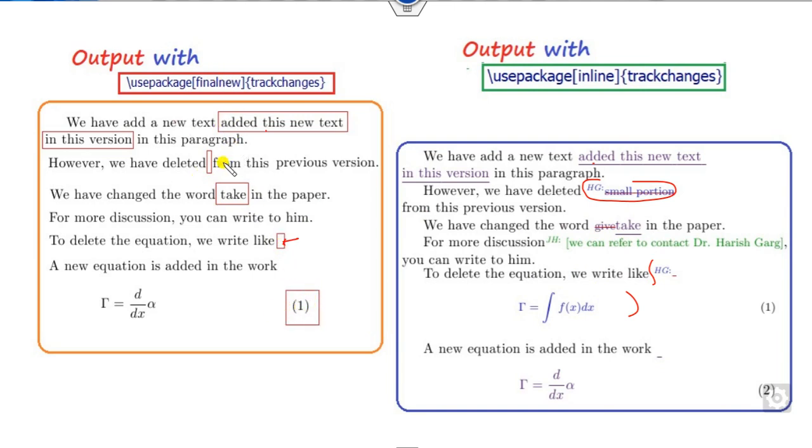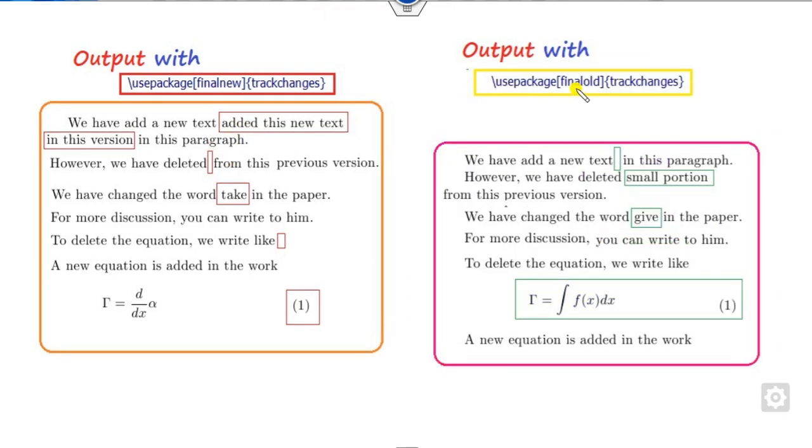On the other hand, if you don't want to accept these new changes, you have to use the word final old. The meaning of final old is the first version of your manuscript. If this is the first version and this is the revised version, initially you submitted here, you can see there is no text in this line in the first version, and we have added this new line by using add. Similarly, in the first version there is the word small portion, while in the final version there is no such word because we have deleted it.